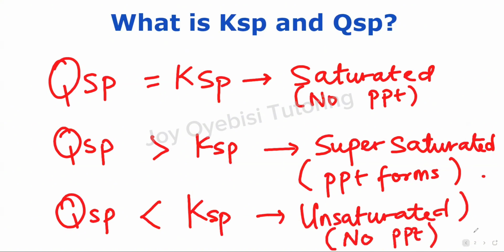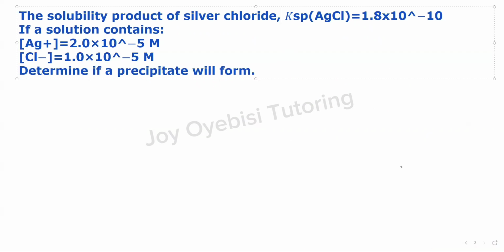Let's do a calculation related to this. So this question says the solubility product of silver chloride, that is KSP of silver chloride, is equal to 1.8 times 10 raised to the power of negative 10. Now, if a solution contains the silver ion concentration of 2.0 times 10 raised to the power of negative 5 molarity, and the chloride ion concentration of 1 times 10 raised to the power of negative 5 molarity, determine if a precipitate will form. So we have the KSP given to us here.